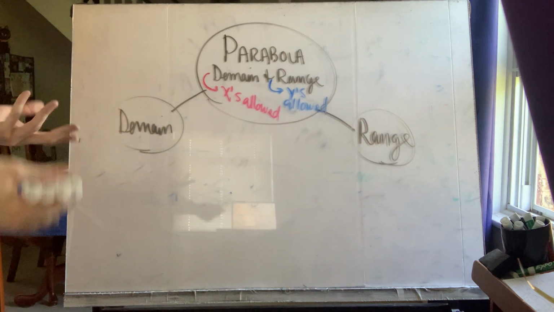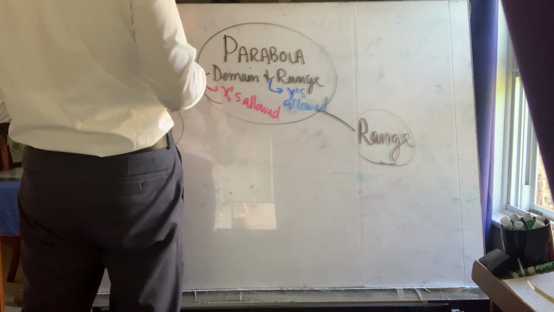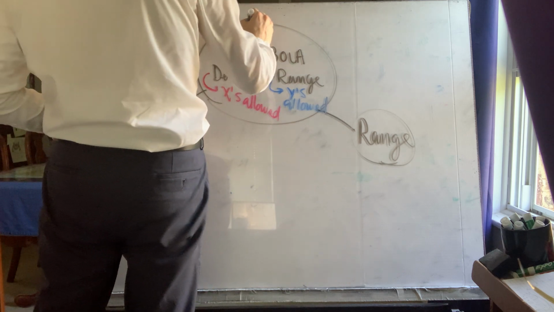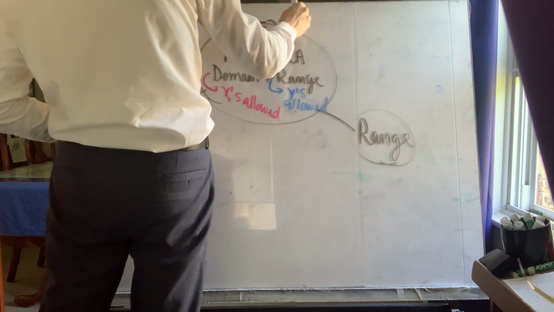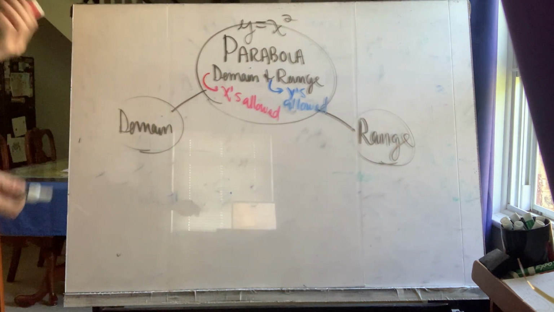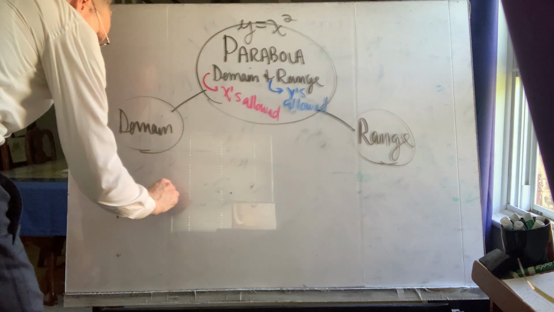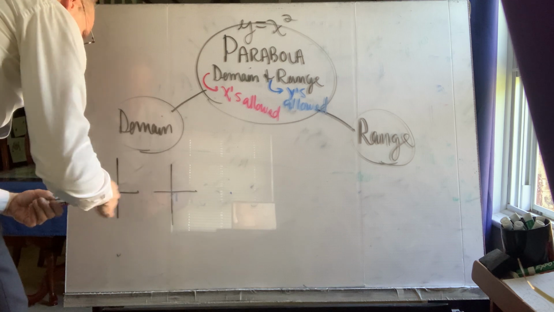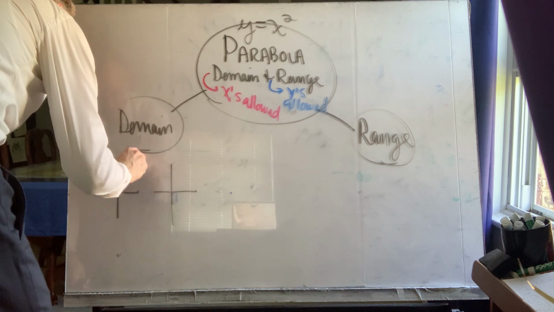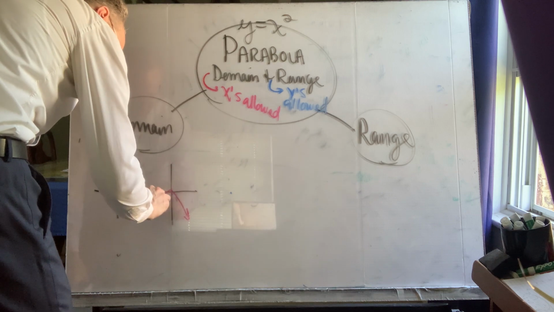Because parabolas come from a square function, a simple polynomial, what you can expect is that you'll have graphs that look like this. You're either going to get an upward pointing parabola or potentially a downward pointing parabola.